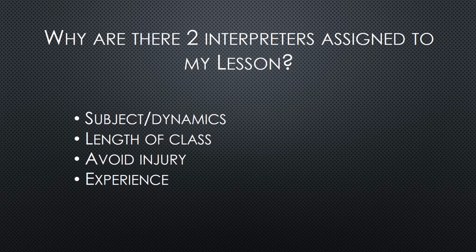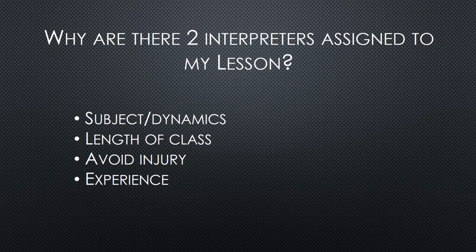Why are there two interpreters? Two interpreters will be assigned in any of the following scenarios: when classes run longer than 45 minutes, the subject is dense, or one interpreter needs support for whatever reason. When two interpreters are assigned, they take turns interpreting about every 20 minutes or so.